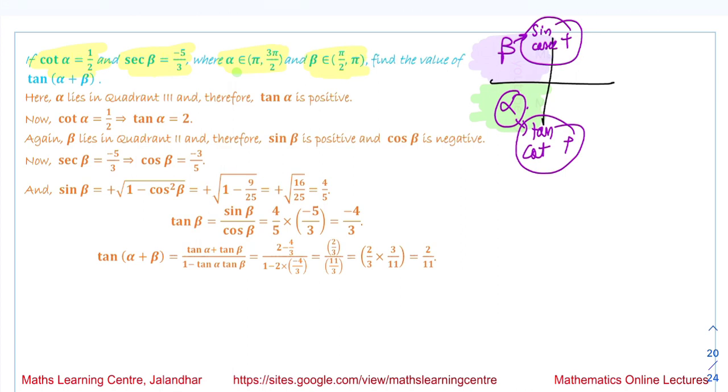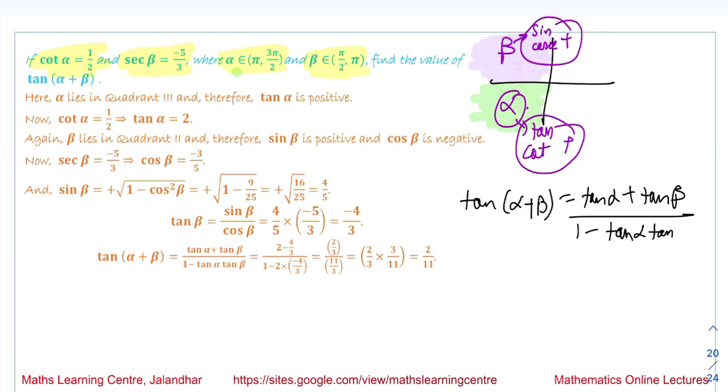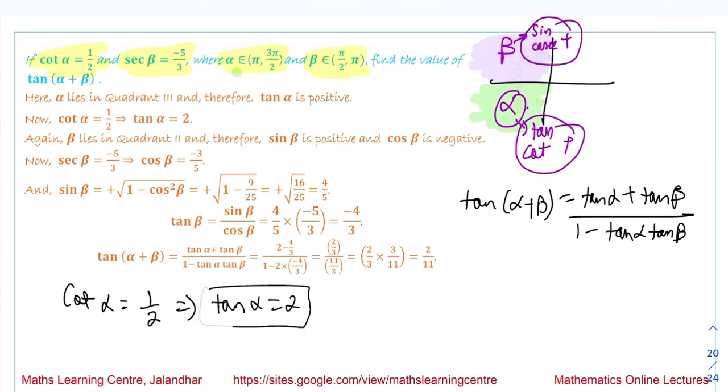So we have to find the value of tan of alpha plus beta. We know that the formula for tan of alpha plus beta is equal to tan alpha plus tan beta over 1 minus tan alpha tan beta. Now the value of cot alpha is given to be 1 by 2. So this gives us the value of tan alpha, that is equal to 2.